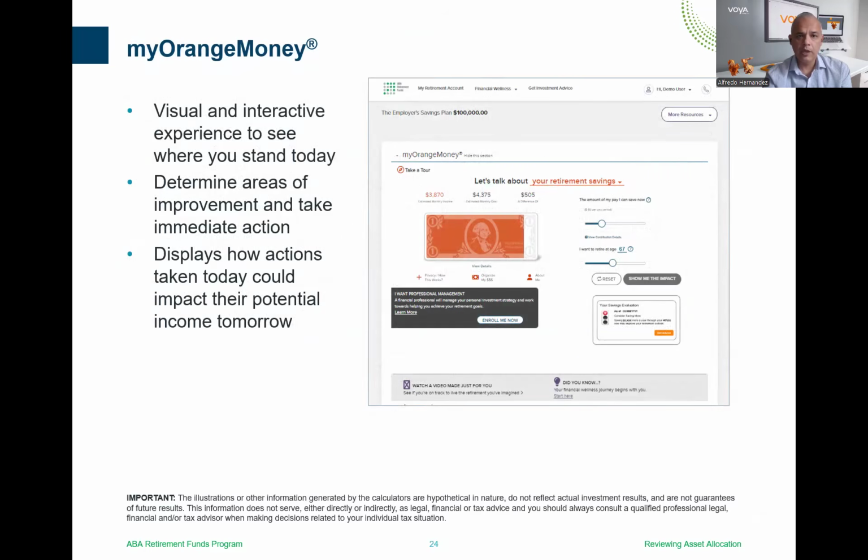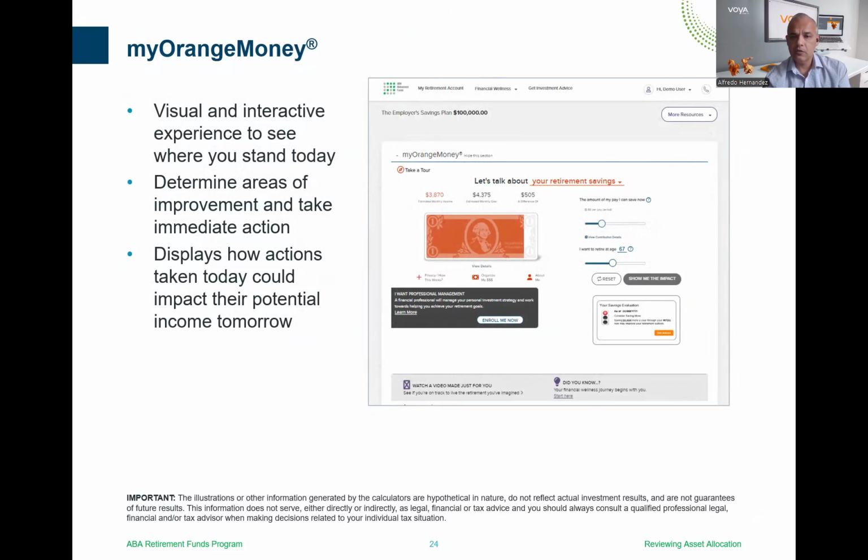Now, as I mentioned earlier, one of the benefits of the retirement funds program is that you are not alone, and it is built to truly cater to every investor need. We went over the investment lineup, plenty of investment options, including the brokerage account if that is something that you are interested in, but also great tools and resources. One of these is the My Orange Money experience.